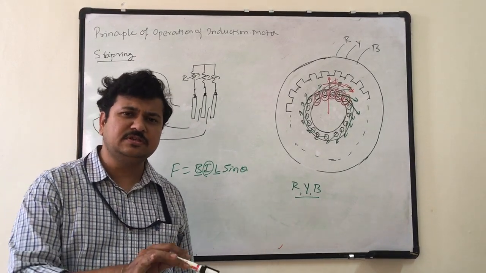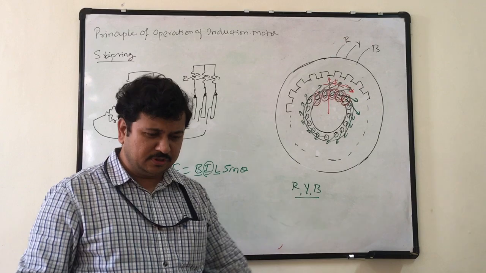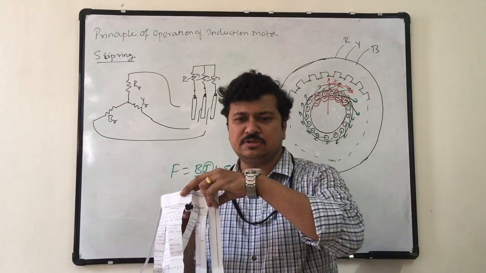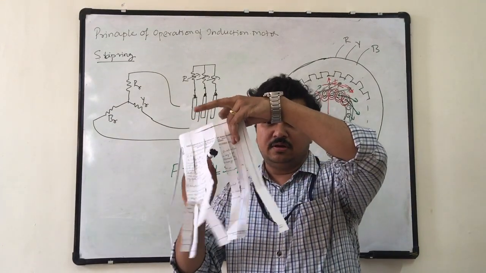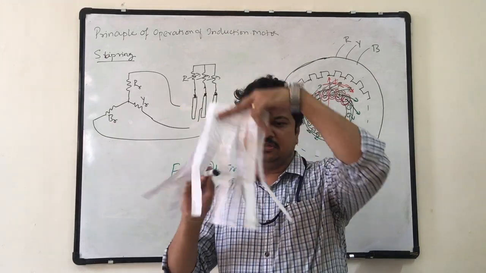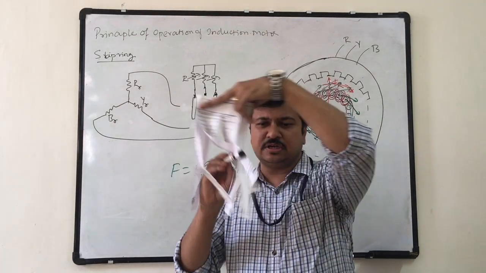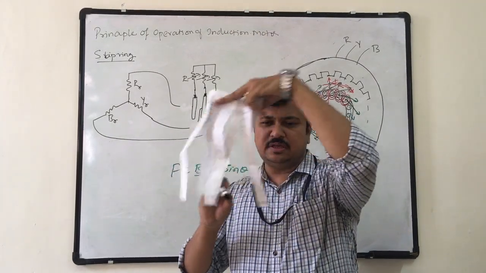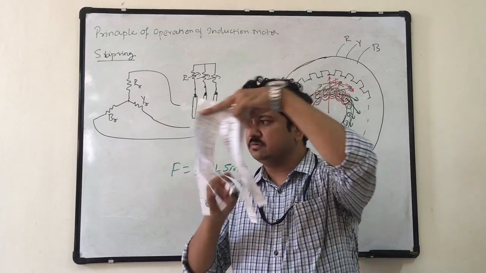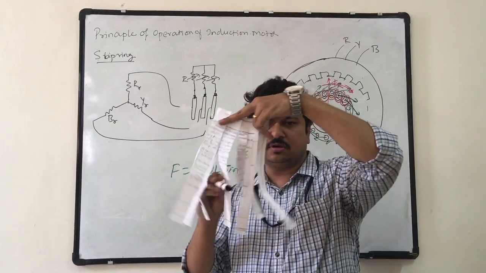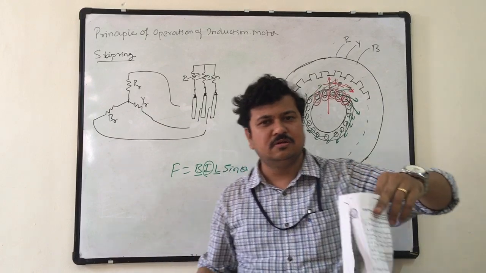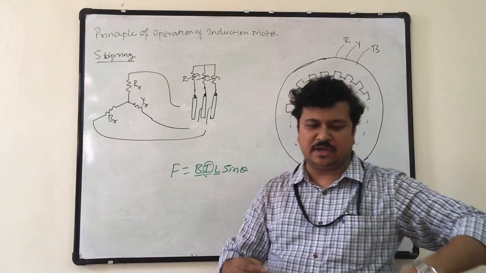Now what happens if this occurs? Now suppose the conductor has its EMF induced. The speed at which the rotating magnetic field is rotating is the synchronous speed. Now there is the speed of the rotor also. Exactly, it is difficult to show because synchronizing two hands takes a lot of practice.